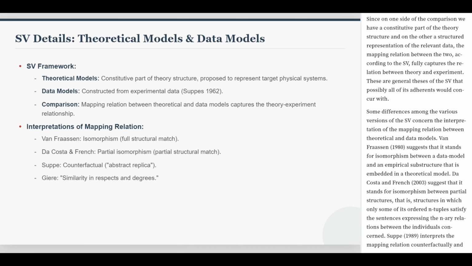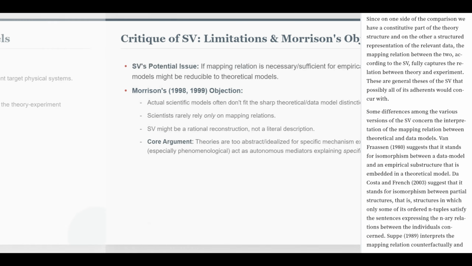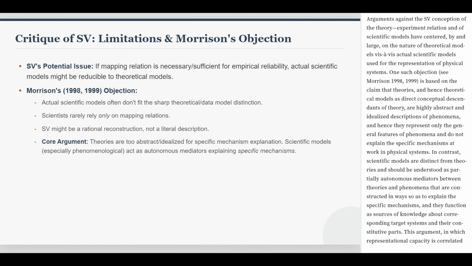Now, different proponents of SV have slightly different takes on what this mapping means. Van Fraassen talks about isomorphism, a perfect match. Da Costa and French suggest partial isomorphism, a match in some respects. Suppes interprets it more counterfactually, as the model being an idealized replica. And Giere suggests it's about similarity in degrees and respects. But the common thread is this structural mapping. This sounds neat, right? Theory models map to data models. Voila, we understand the theory-experiment link.